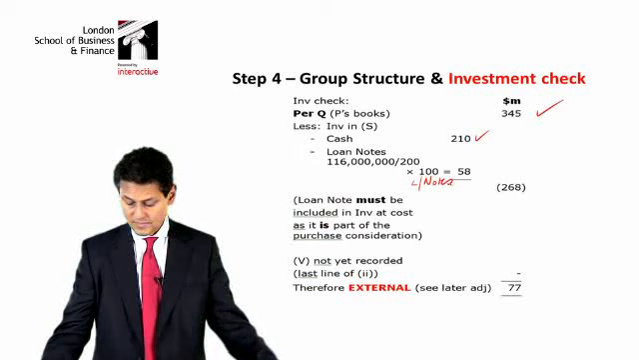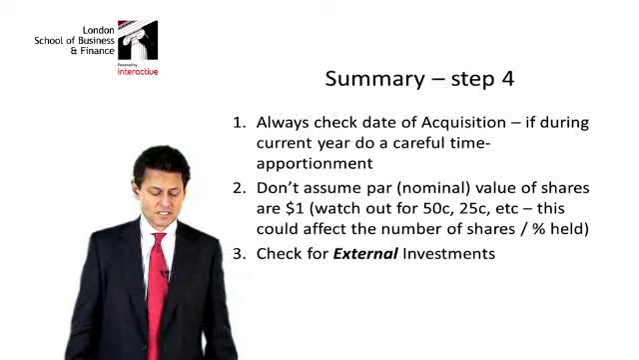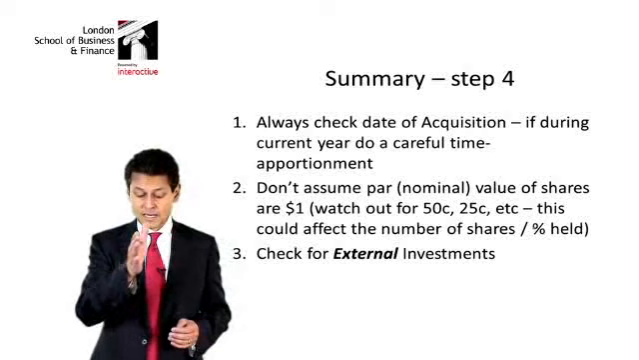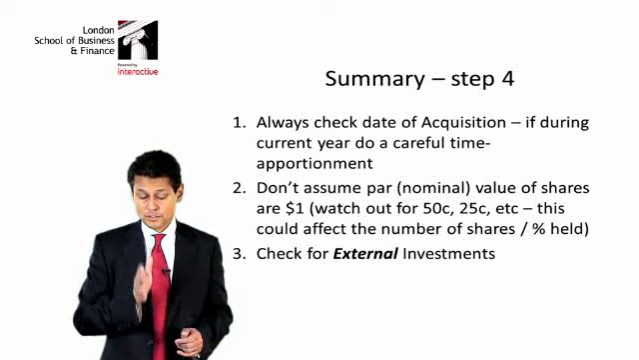So let me summarize step four for you. Always check the date of acquisition. If it's during the current year, do a time apportionment. If you remember, the associate was acquired in the middle of the year. Let's say that's a start and that's the end of my year, in the middle of the year. And so the reserves at date of acquisition becomes a minor challenge.